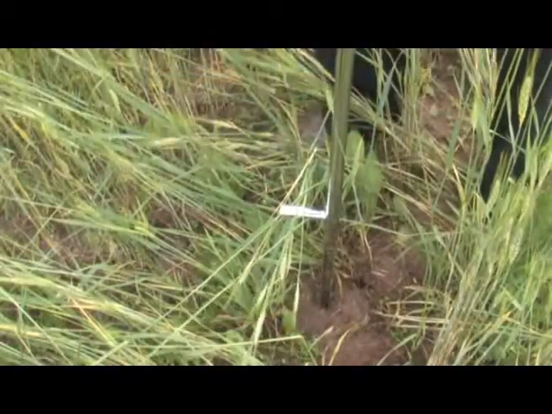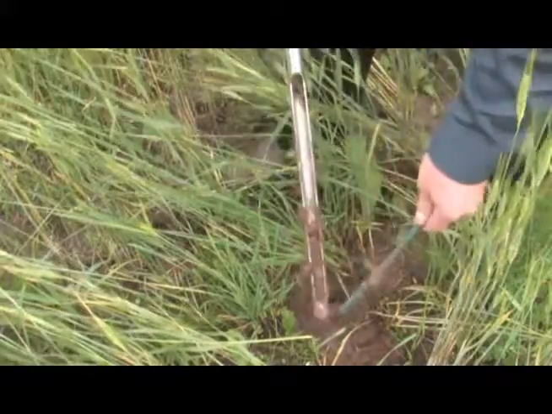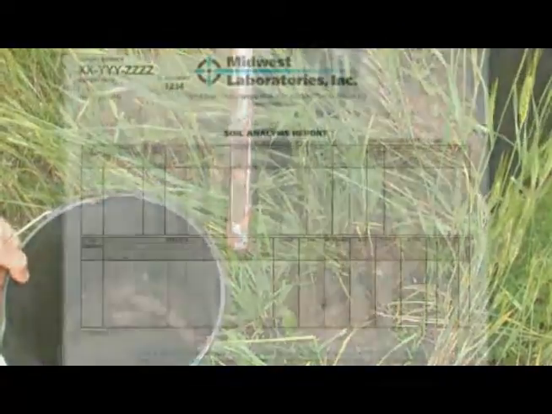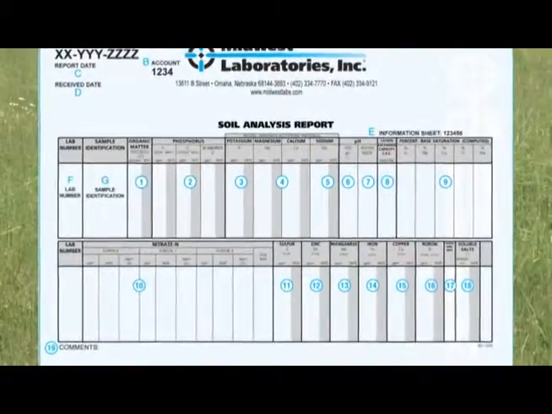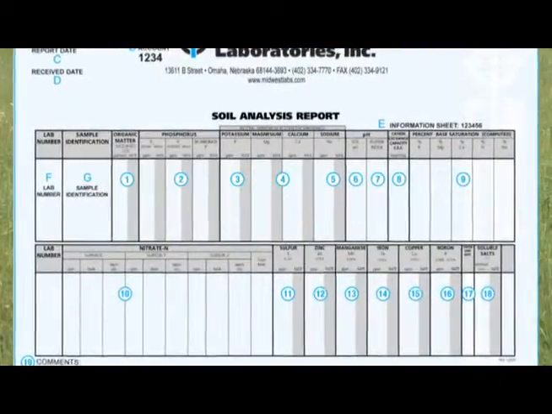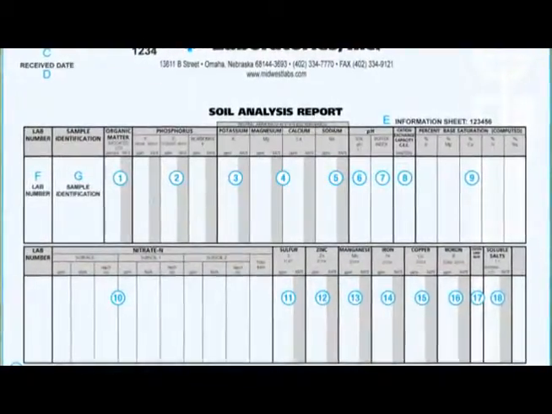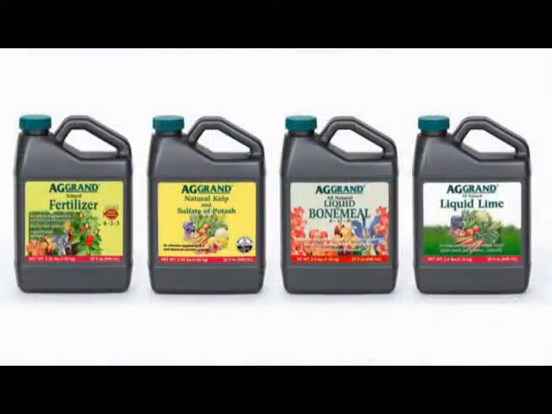A quality soil analysis will provide an overall picture of your soil's condition and its ability to supply the necessary nutrients for the plants you want to grow. It will provide values for critical soil components such as nitrogen, phosphorus, and potassium, as well as organic matter, soil pH, and other essential soil nutrients. AGGRAND staff can assist you in determining the correct AGGRAND products, rates, timing, and methods of application, as well as other soil amendments that may be necessary to optimize your soil fertility.